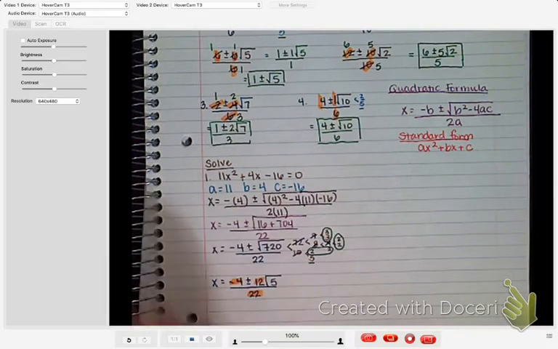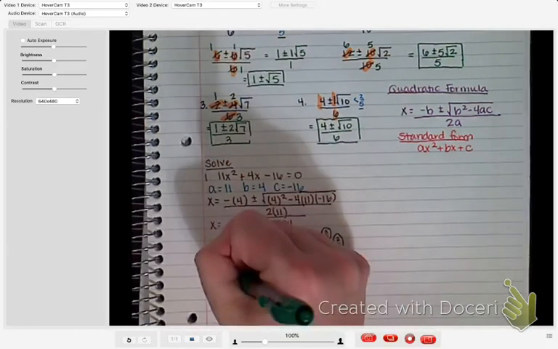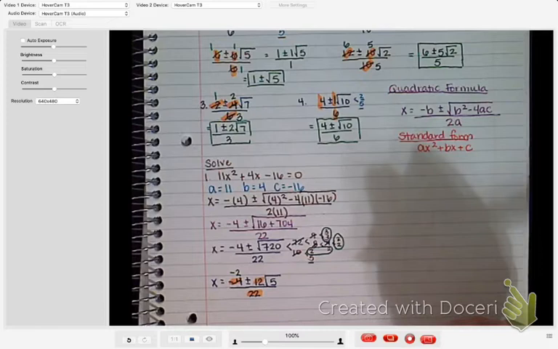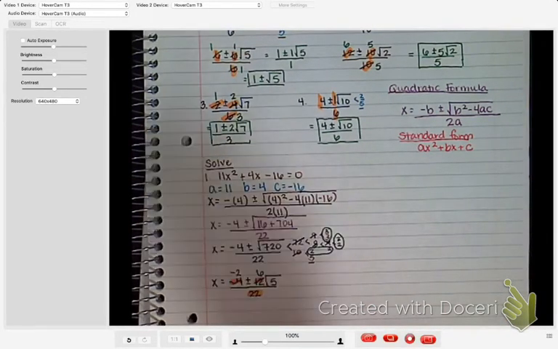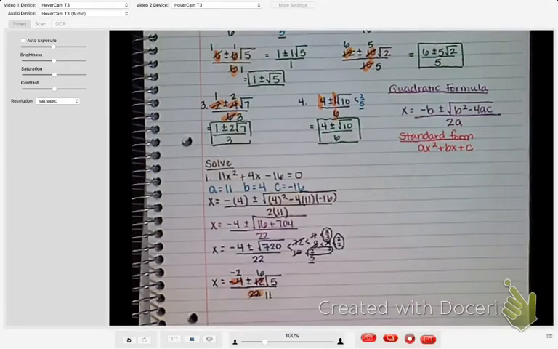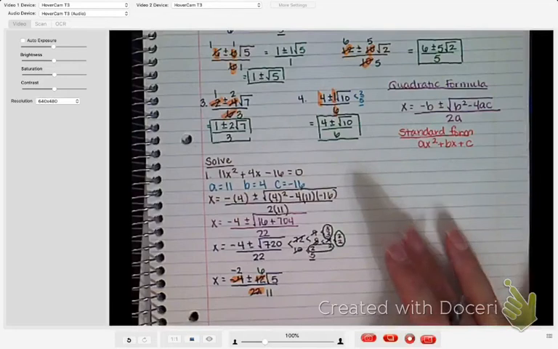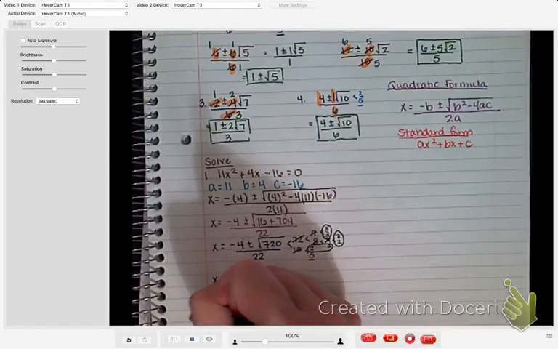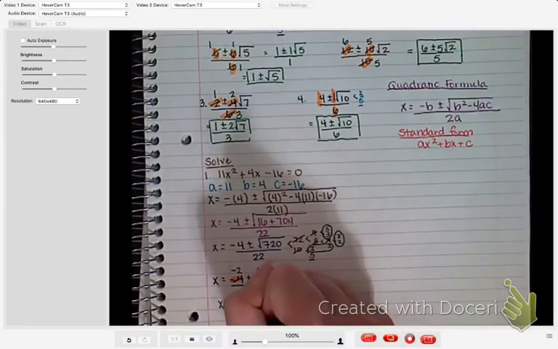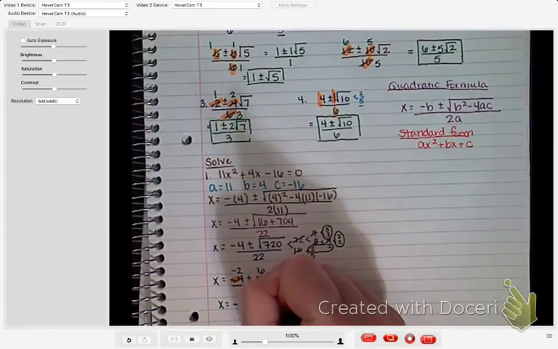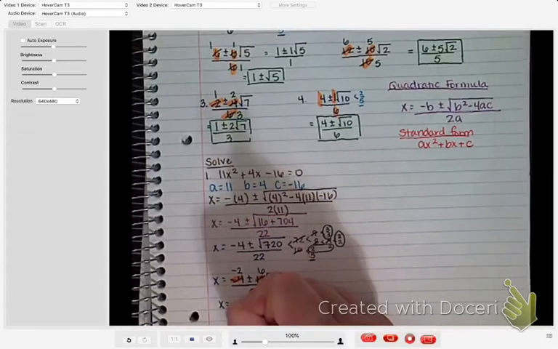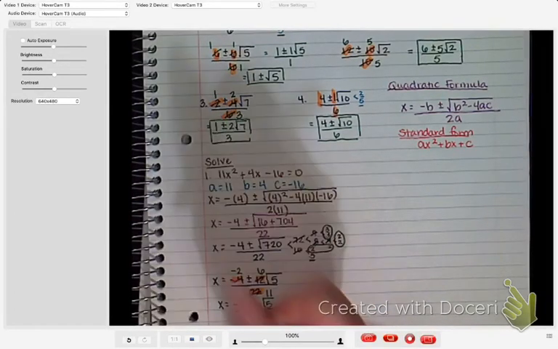2 goes into all 3 of those. So 2 goes into -4, -2 times. 2 goes into 12, 6 times. 2 goes into 22, 11 times. Which means your final answer for this problem is x equals -2 plus or minus 6 square root of 5 all over 11.